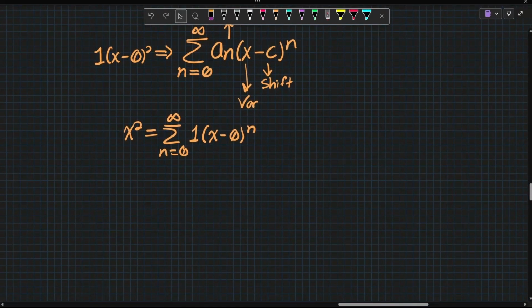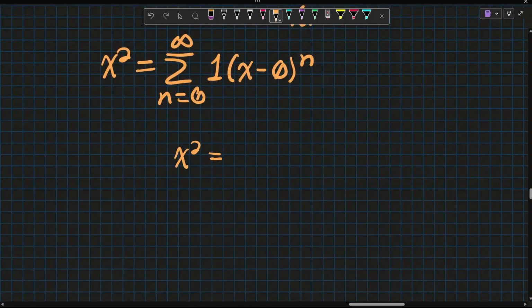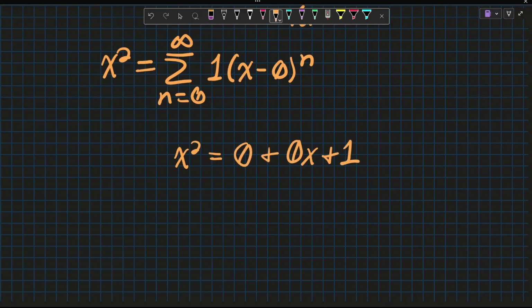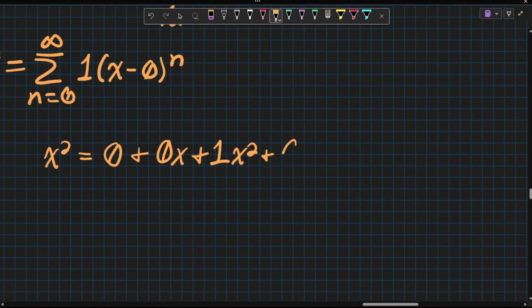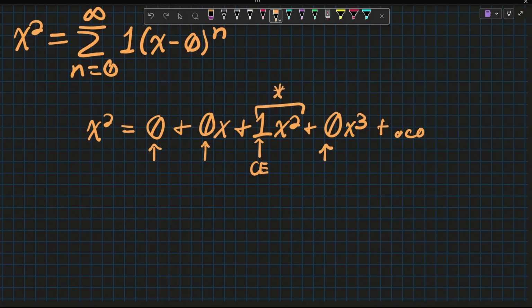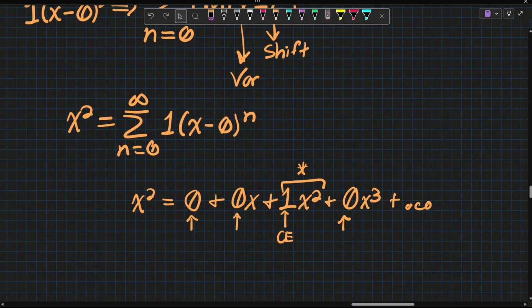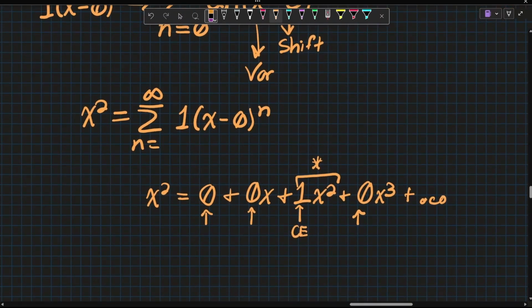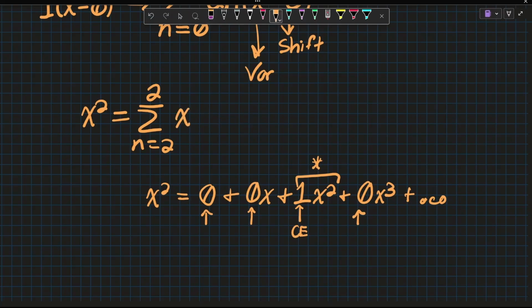Why? Well, if we were to expand this out, x squared is equal to 0 plus 0 times x plus 1 times x squared plus 0 times x cubed plus dot dot dot, right? So what you recognize here is that the coefficient is 1 for only the x squared term, but everything else is 0. But to express that, I guess you'd have to just do n equals 2 to 2. It's kind of a dumb way to do it, but I guess that's the only way to do it.